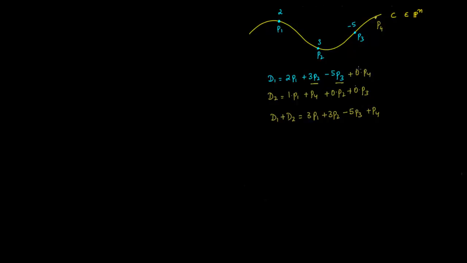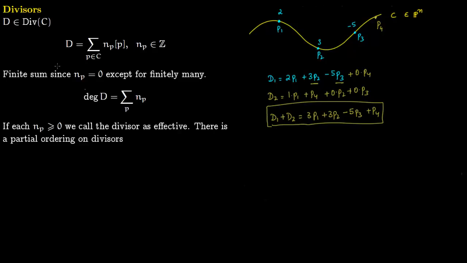So you can do coordinate-wise addition, and this forms a group. Now, more formally, a divisor on a curve is like this: points P lie on the curve, and to every point you attach an integer N_P. This is a finite sum, because most of these points have 0 attached to them. Except for a finite number of points, you have N_P equal to 0.